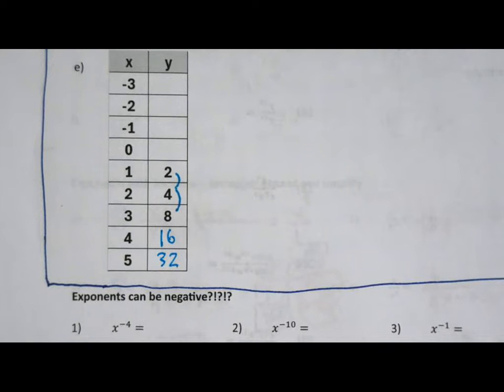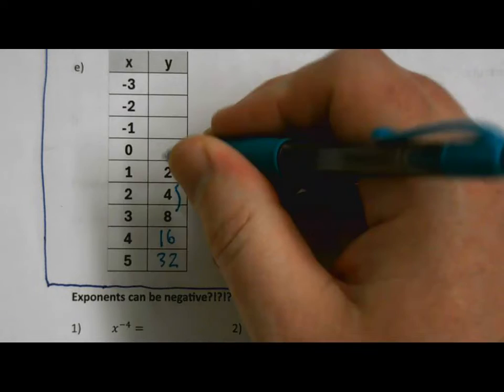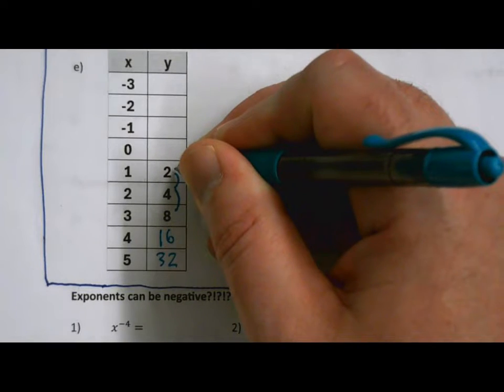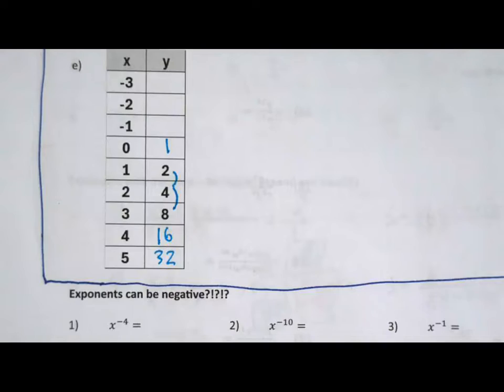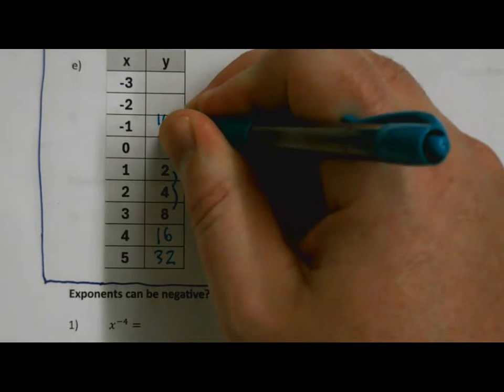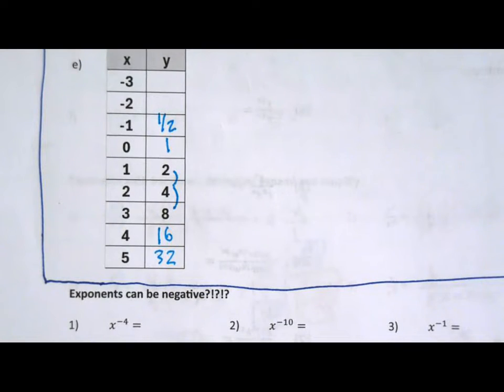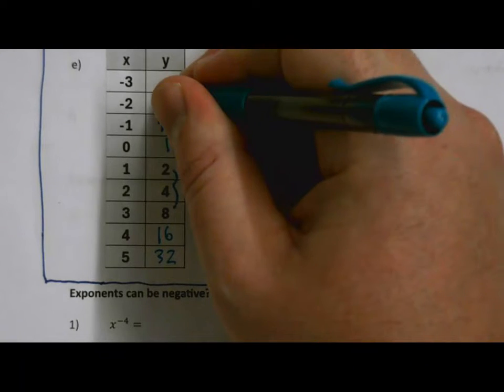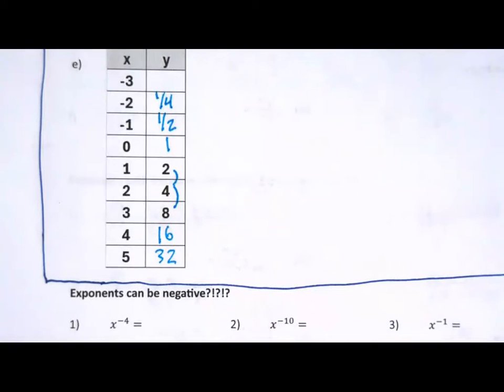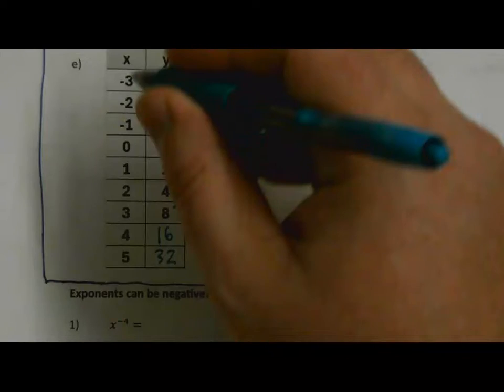All right. How do I go backwards then? To go forward, I'm multiplying by 2. What's the opposite of multiplying by 2? We're going to divide by 2. Yeah. So let's divide by 2. So take 2 and divide it by 2, and you get 2 divided by 2 is 1. 1 divided by 2 is 1/2. A half divided by 2 is 1/4. A fourth divided by 2 is 1/8.